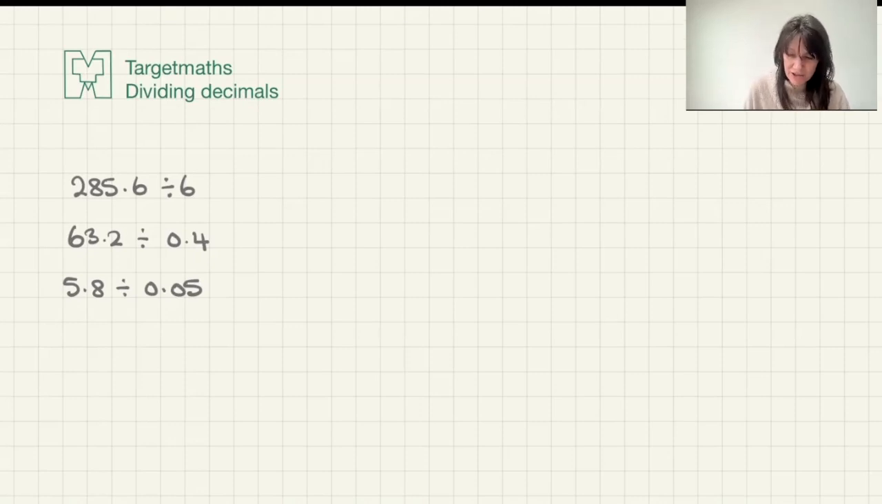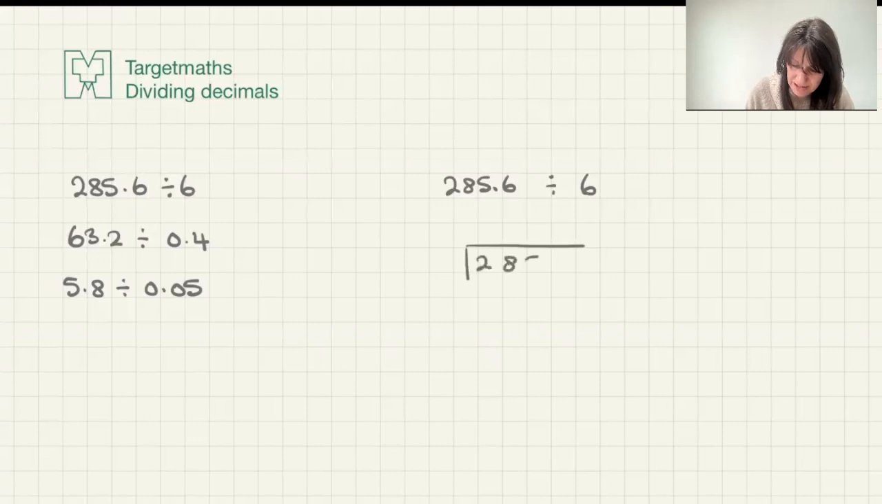Okay, so the first question that we're going to look at is 285.6 divided by 6. The first thing to note is, although this has got a decimal in it, we don't need to change the question before we get going on it. What we're dividing by is a whole number, which means we can just crack straight on and do it. So this will go into our bus stop. I like to try and space things out when I remember, so I've got room to put my carryovers.